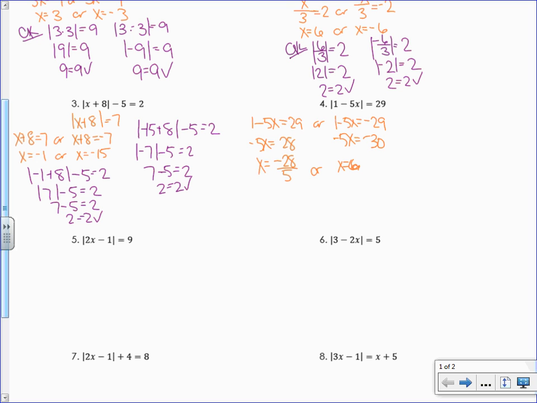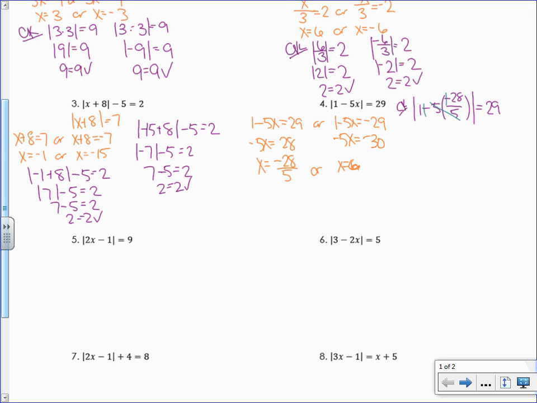And now I can do both of my checks in the original. So this is going to be the absolute value of 1 minus 5 times negative 28 over 5 is equal to 29. Now you can't put this in your calculator, but hopefully some of you are noticing that since I have 5 times something with a 5 in the denominator, these 5s are just going to cancel. And this minus a minus is just going to change to addition.